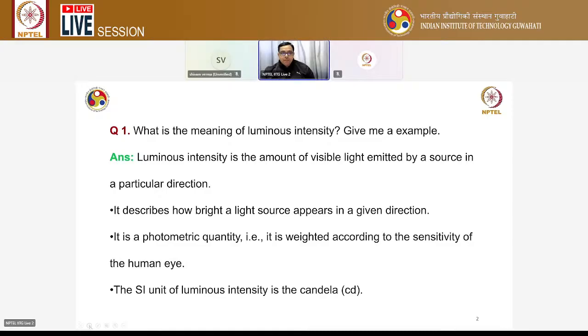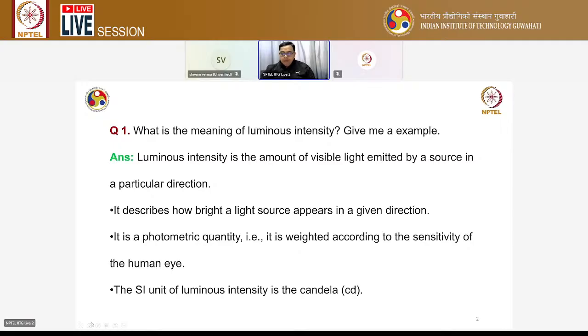The first question was, what is the meaning of luminous intensity? Give me an example. All right, so let's try to understand luminous intensity, and we'll try to understand it with not one example, but two, to clarify it. Luminous intensity is the amount of visible light emitted by a source in a particular direction. Please note this word, particular direction.